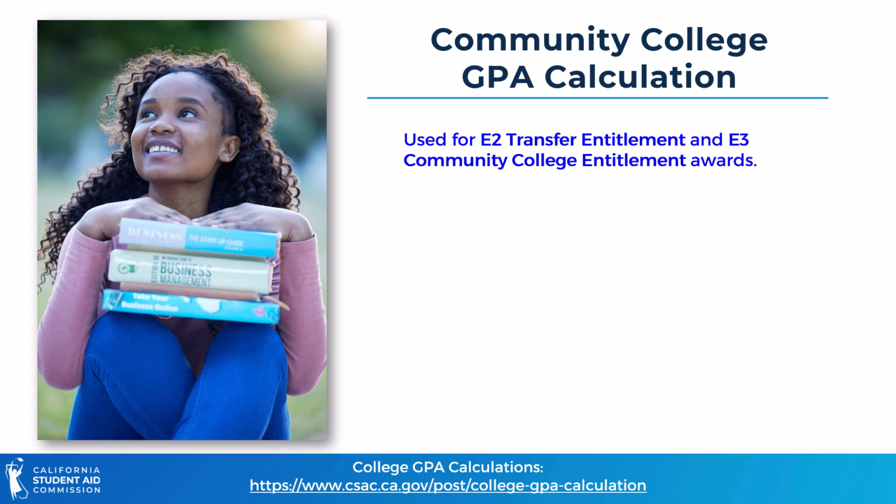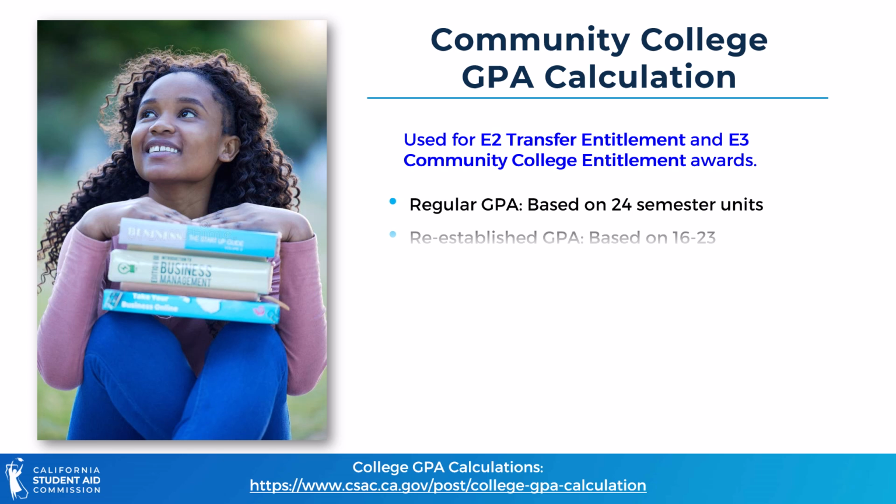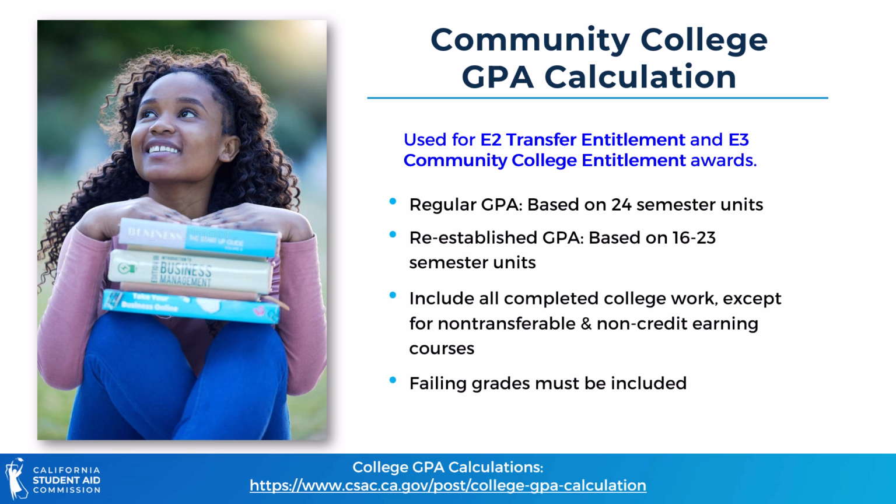Now, to calculate community college GPA, use the following guidelines. For regular GPA calculation, these are based on 24 semester units. For reestablished GPAs, these are based on 16 to 23 semester units. Include all completed college work except for non-transferable and non-credit earning courses, and include failing grades.